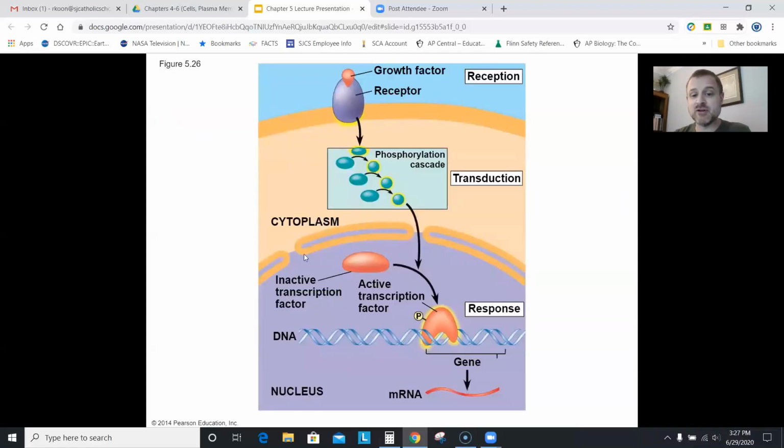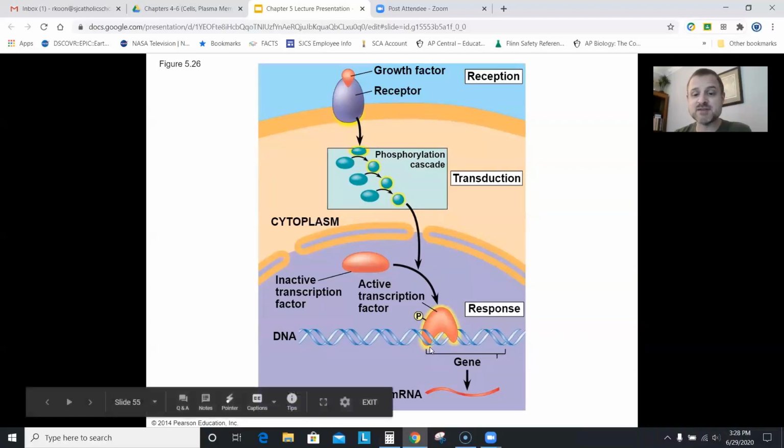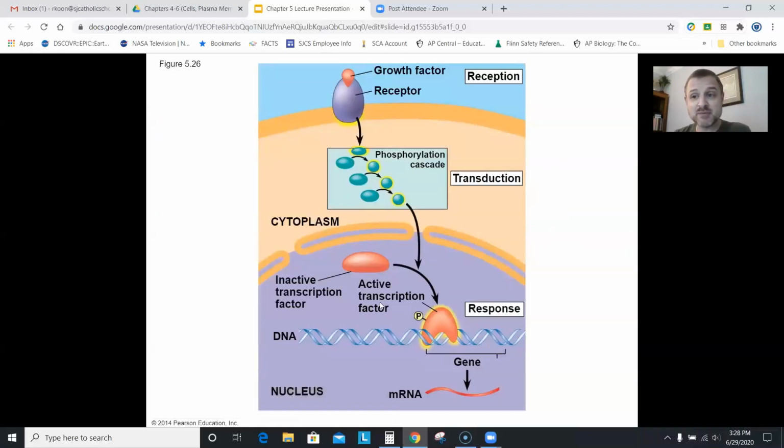So again, just to review the whole thing in one diagram, this is the ligand, binds to a receptor protein in the cell membrane, that's reception, turns on some kind of transduction pathway, usually through a phosphorylation cascade, that turns on some kind of protein that goes into the nucleus, this is the response, to turn a gene on, this is showing you turning a gene on, or you could turn a gene off. That's the whole idea of signal transduction. That's a super important concept, which allows cells to talk to one another.